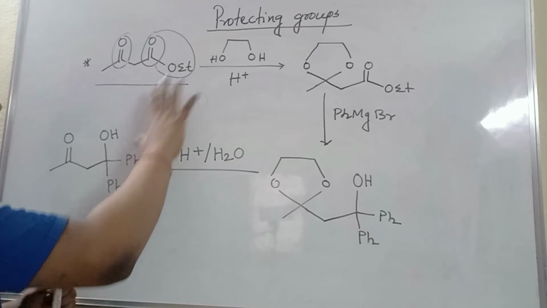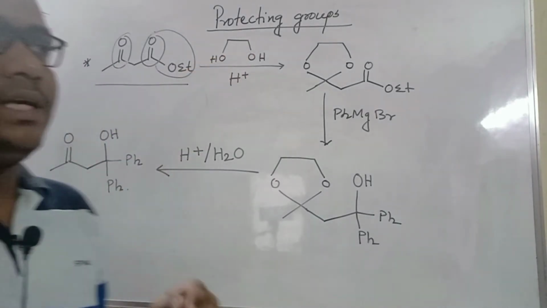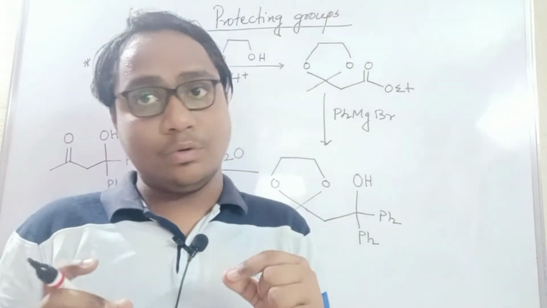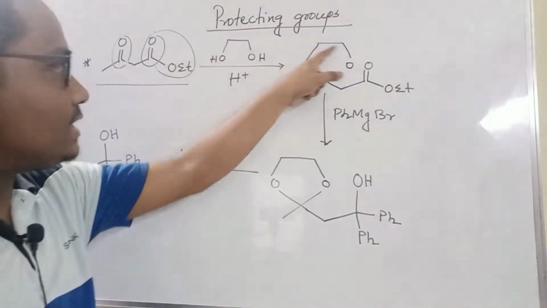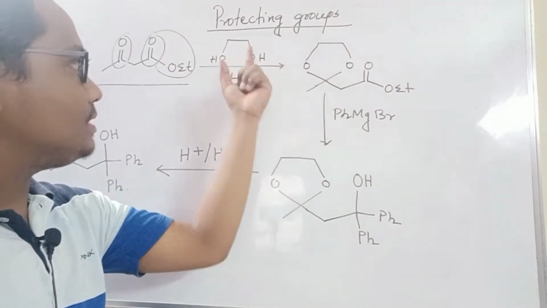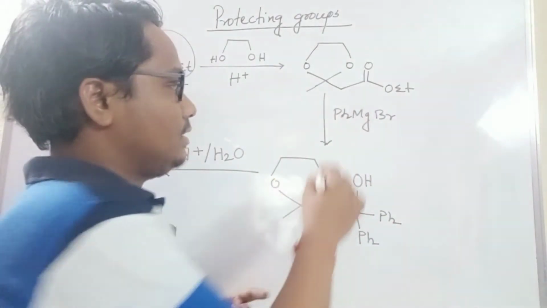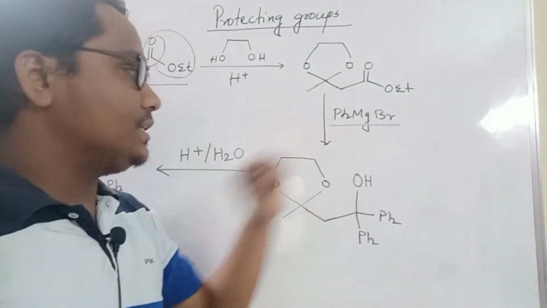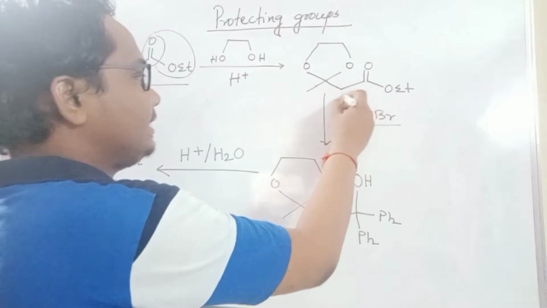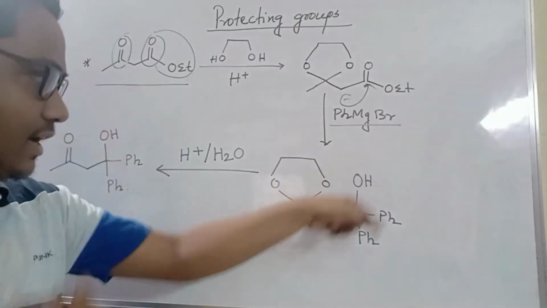So see, I use ethylene glycol. Ethylene glycol is a good protecting group of keto. It will form this type of acetal moiety. It is called acetal. I will show the mechanism further. And then I use this Grignard reagent, phenyl magnesium bromide, and this phenyl will attack there and this will come. Then its function is over.